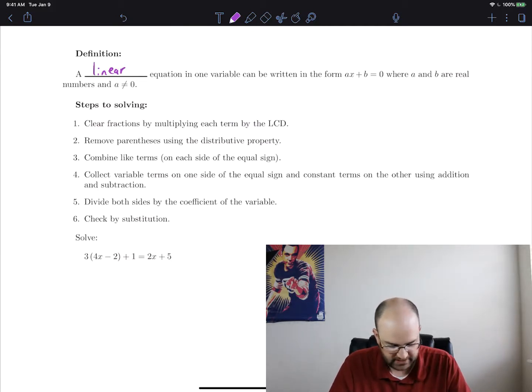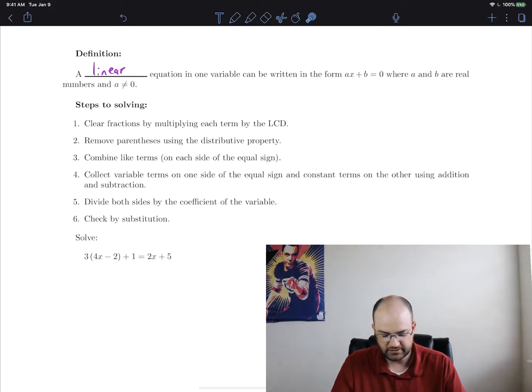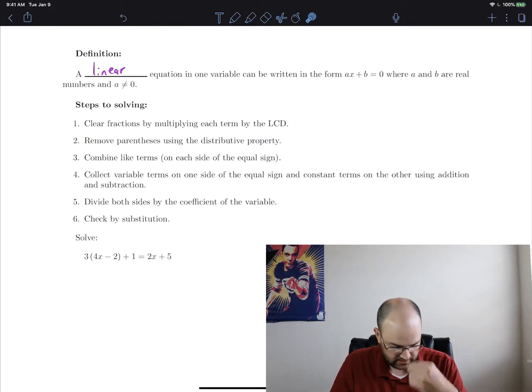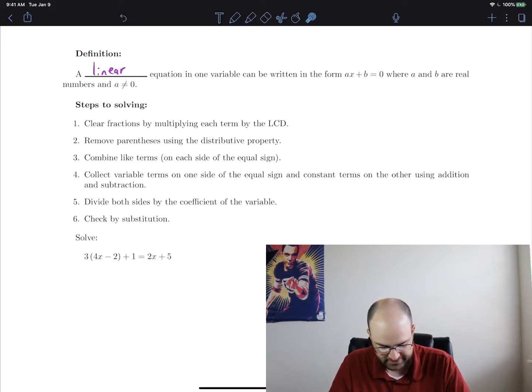And we have some steps to solving listed right here. The steps to solving are to clear fractions by multiplying each term by the LCD. The second one is to remove parentheses using the distributive property. The third one is to combine like terms on each side of the equal sign. Number 4, collect variable terms on one side of the equal sign and constant terms on the other using addition and subtraction. 5, divide both sides by the coefficient of the variable. And then 6, check by substitution.